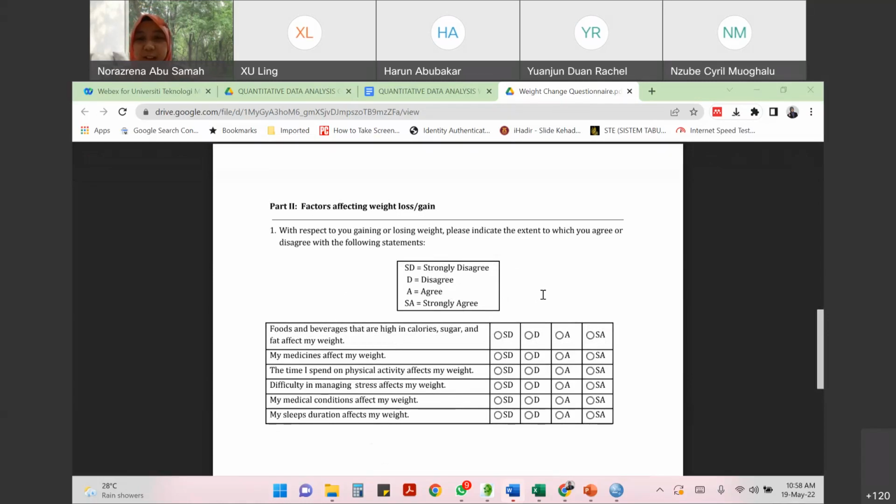Ordinal. Okay, so I know most of you use Likert scale. If you are using the Likert scale, it is an ordinal scale. So it is supposed not to have a mean or a standard deviation. It can have a median and a mode. You can find the frequency. So please bear this in mind.